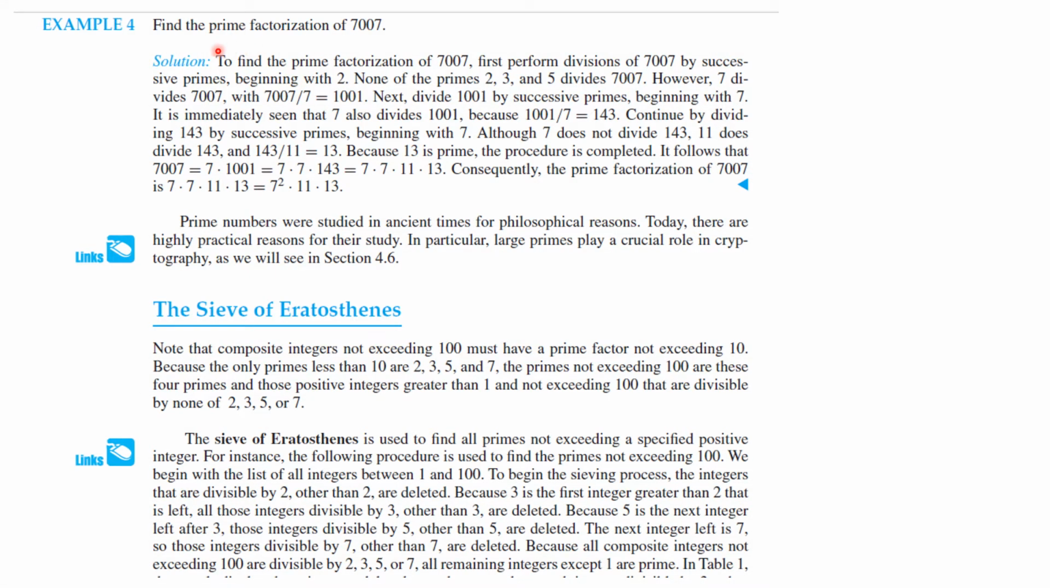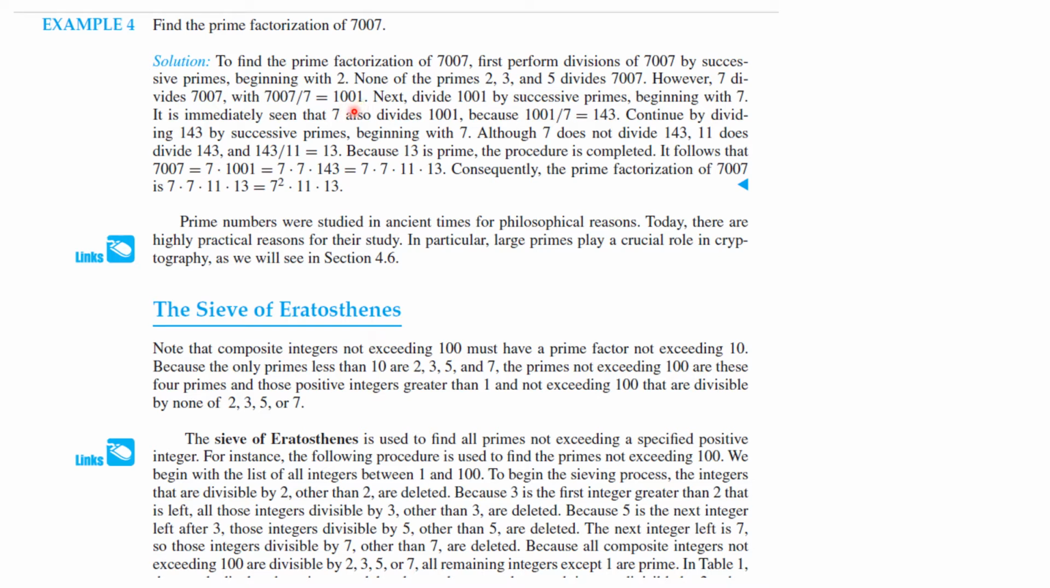Let's look at the next example. Let's find the prime factorization of 7007. Well, if we start looking at this, you can see that 7 does divide into that, so what we get is that this is 1001 times 7.